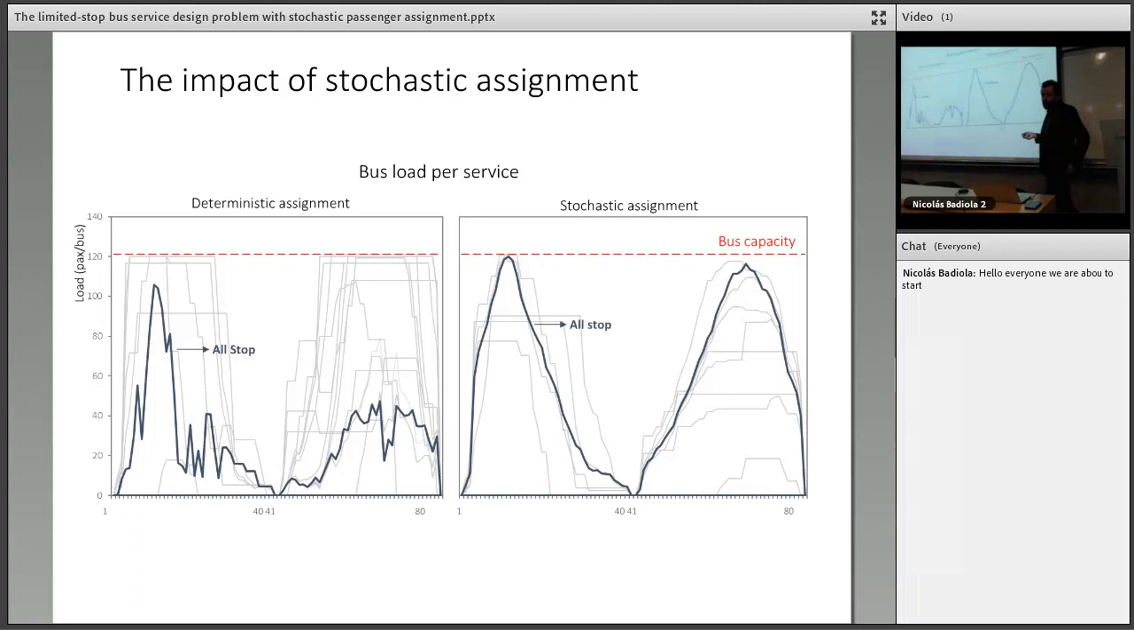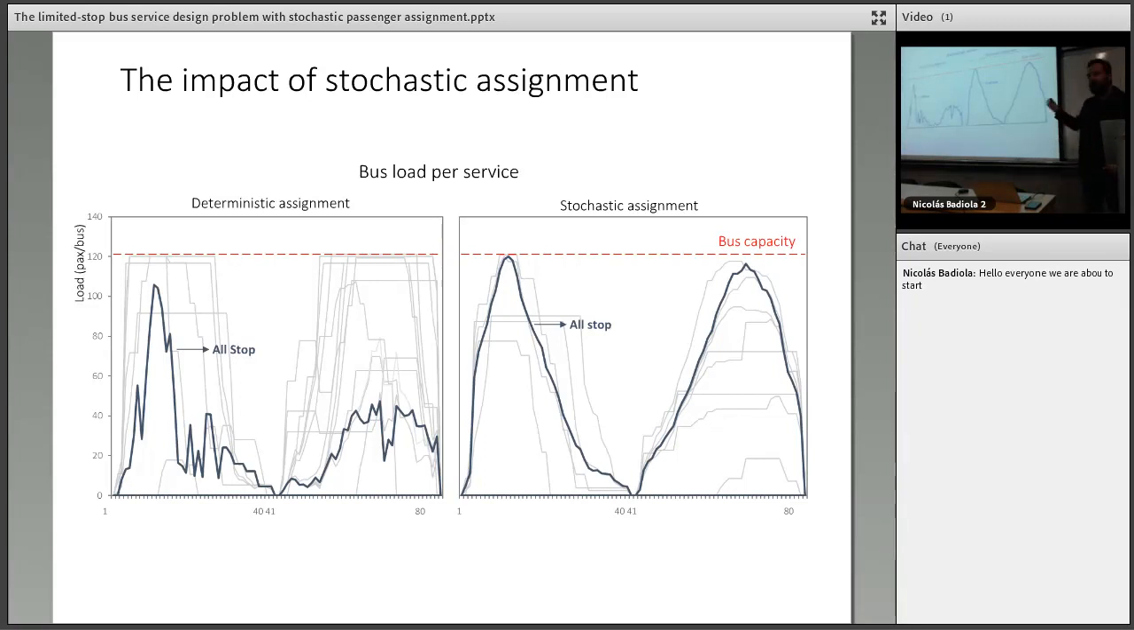And finally, we performed an experiment to look at the shapes of the load profiles on the solutions. How is stochastic assignment different from deterministic? And I think these graphs speak for themselves. We have at the left side the results using deterministic assignment, and at the right side the stochastic assignment.